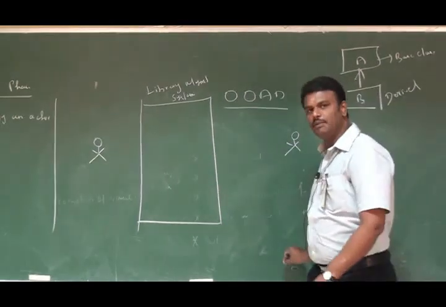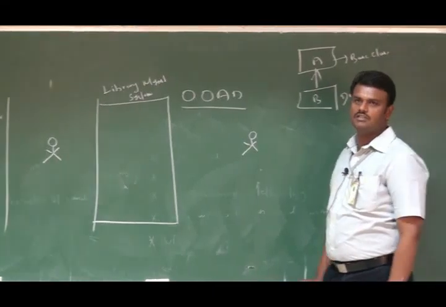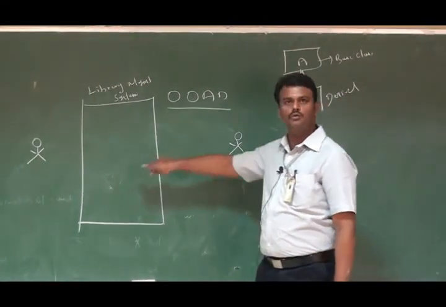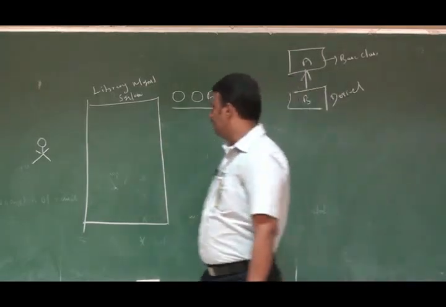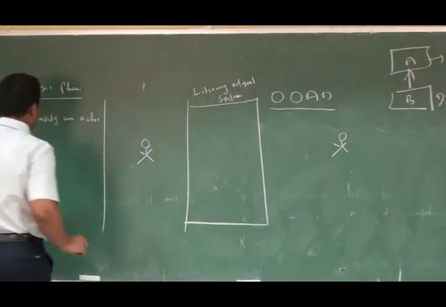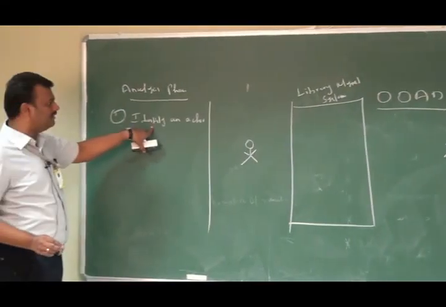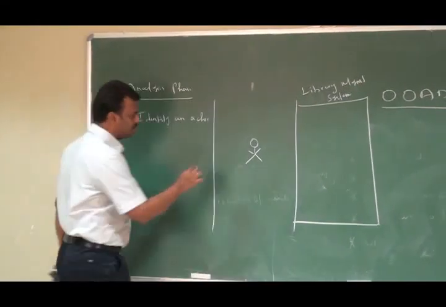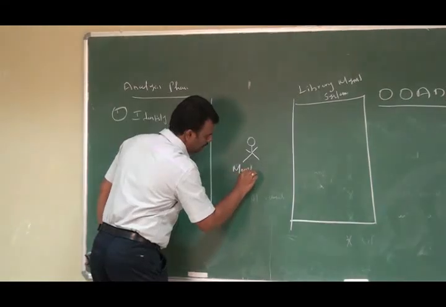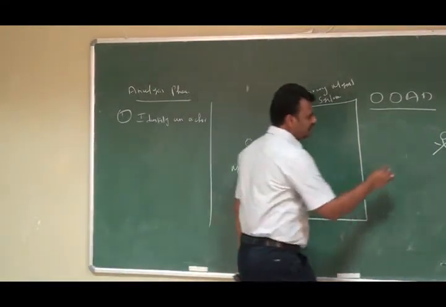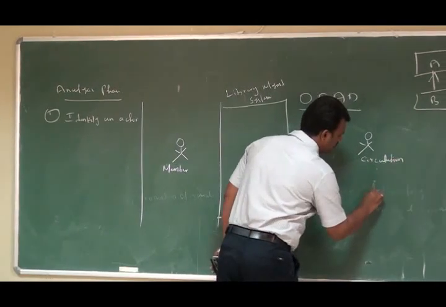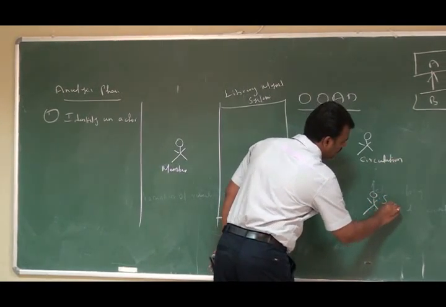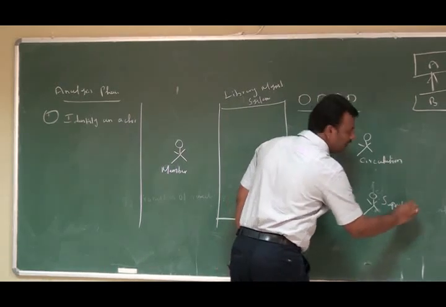The last one, supplier. Why is the supplier called an actor? The supplier is also going to use the library management system for supplying the books. These are the actors. In the analysis phase, first we have to identify the actors. What are the actors in the library management system? The first one is the member. The second is the circulation clerk. The third is the supplier. The supplier is going to supply the books to the library.